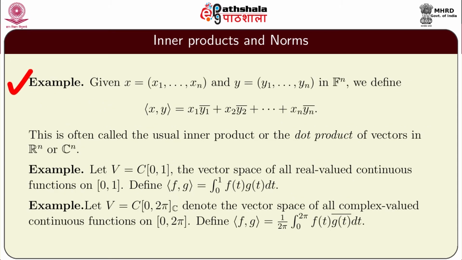Some examples. Let us take x, an n tuple x1, x2, ..., xn, and y another n tuple y1, y2, ..., yn in F^n, and define the inner product of x and y to be x1 y1 bar plus x2 y2 bar and so on plus xn yn bar. This is what we call the usual inner product or the dot product of vectors in R^n or C^n, and the bar obviously denotes the complex conjugate.